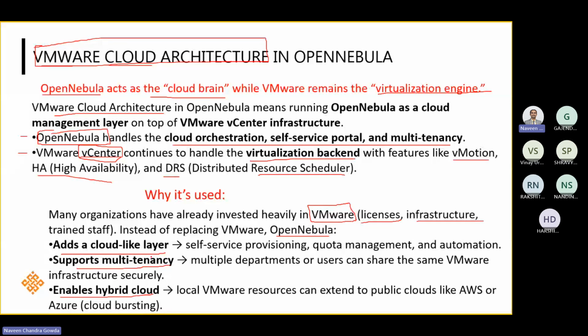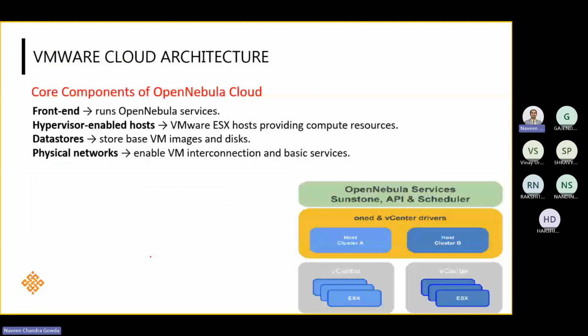When you talk about the VMware cloud architecture, what are the core components you have? Obviously you have a front end. In the front end, the OpenNebula services will be running, and you have a hypervisor enabled host, which will be taken care of by the VMware vCenter.